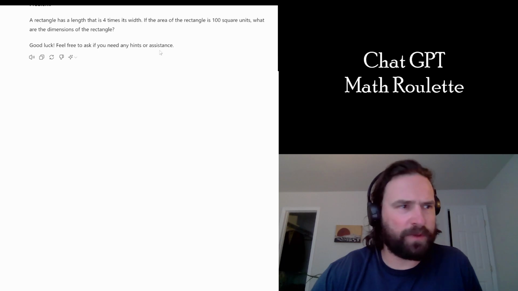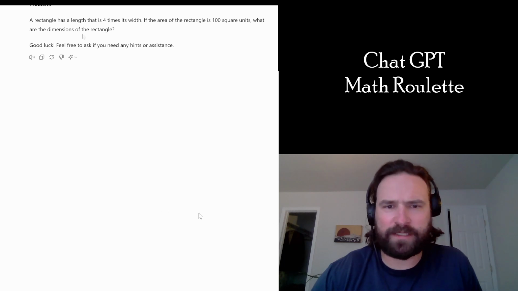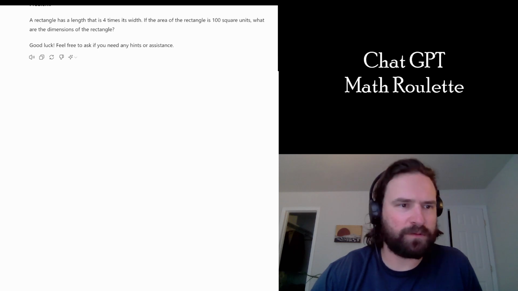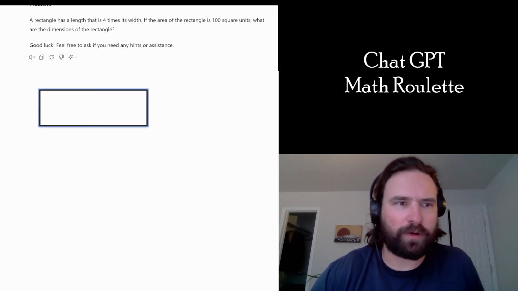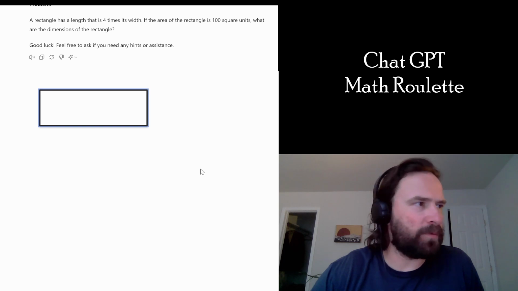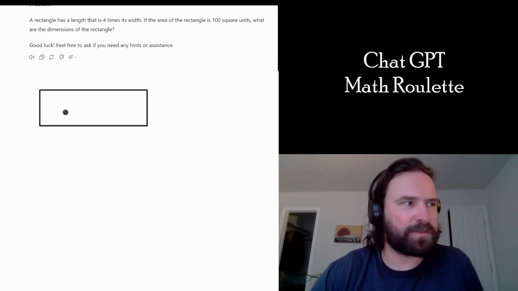Okay, so the problem is a rectangle has a length that is 4 times its width. If the area of the rectangle is 100 square units, what are the dimensions of the rectangle? So let's draw a rectangle, just for reference. I'm not sure that's to scale, but that's the best I'm going to do for now. And for the sake of the problem, it has a length that is 4 times the length of its width.